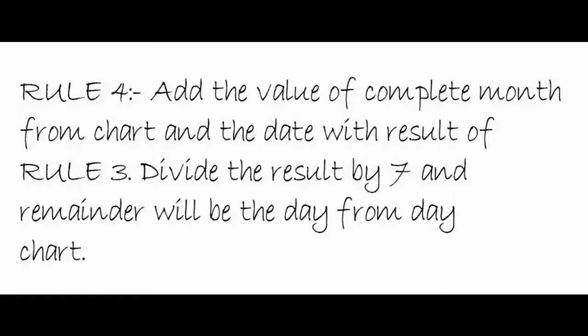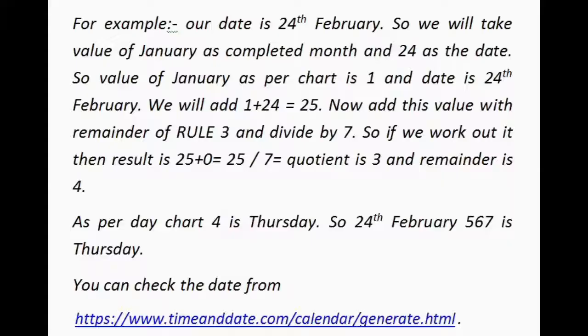Rule 4. Add the value of the complete month from the chart and the date with the result of Rule 3. Divide the result by 7 and the remainder will be the day from the day chart. For example, our date is the 24th of February 567 AD. So we will take the value of January as the completed month and 24 as the date. So the value of January as per chart is 1 and the date is the 24th of February. We will add 1 plus 24 equals 25.